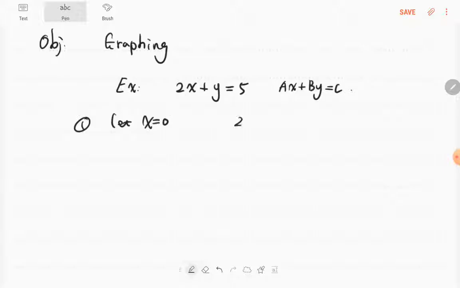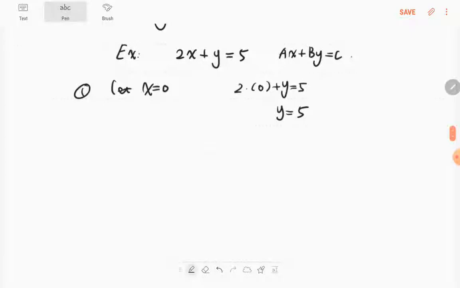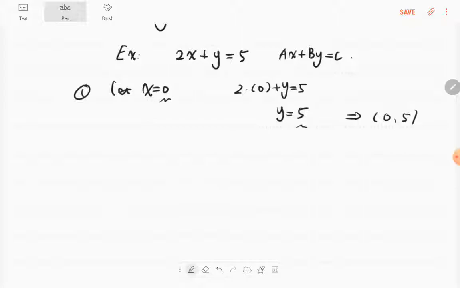Okay, so 2 times 0 plus y equals 5. Then we will get y equal to 5. So the first paired solution will be 0, 5. The first point is (0, 5).